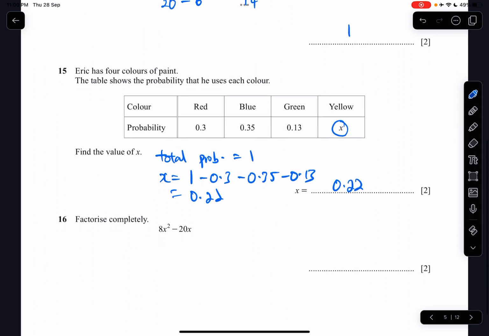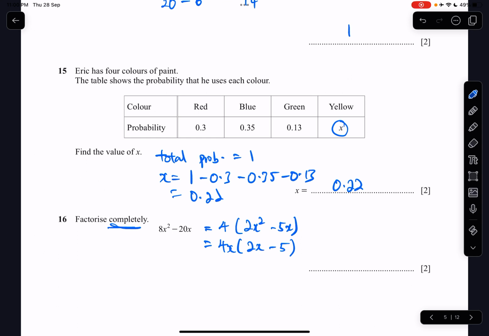Now, factorize completely. Every time we see this word completely, we have to be very mindful and not just look at an x or just look at a number. Let's be careful here. So maybe let's factorize out 4 first. I have 2x squared minus 5x, and I can factorize out x, so I can do 4x. Now I'm left with 2x minus 5.